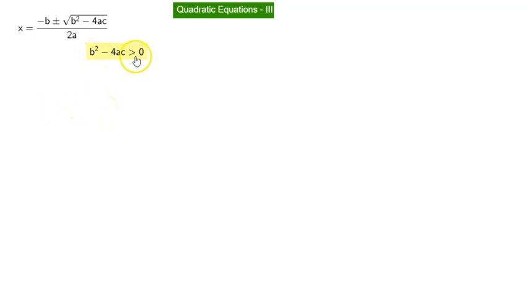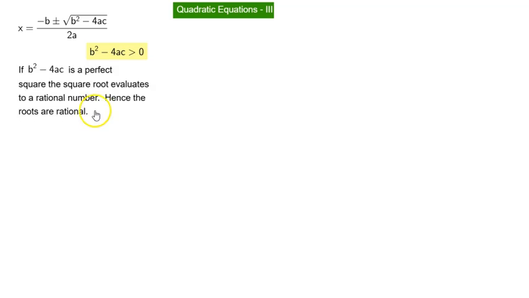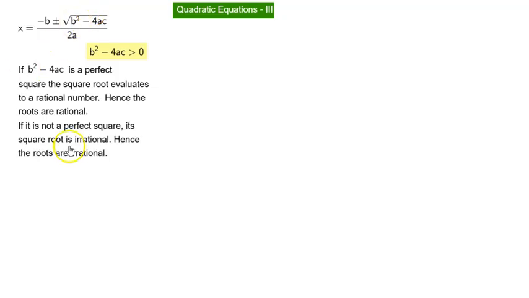Now, when b square minus 4ac is greater than 0, again there are two possibilities. If b square minus 4ac is a perfect square, the square root evaluates to a rational number. Hence, the roots are rational. Perfect square means we can get a rational number, so something like square root of 4, square root of 16. So that will simplify to a rational number. If it is not a perfect square, its square root is irrational. Hence, the roots are irrational.